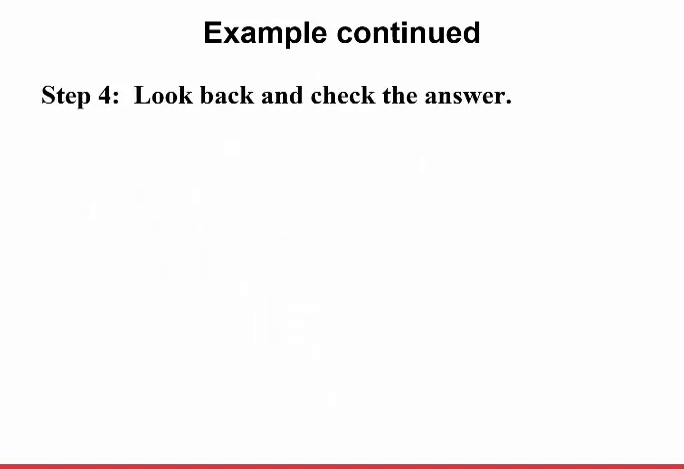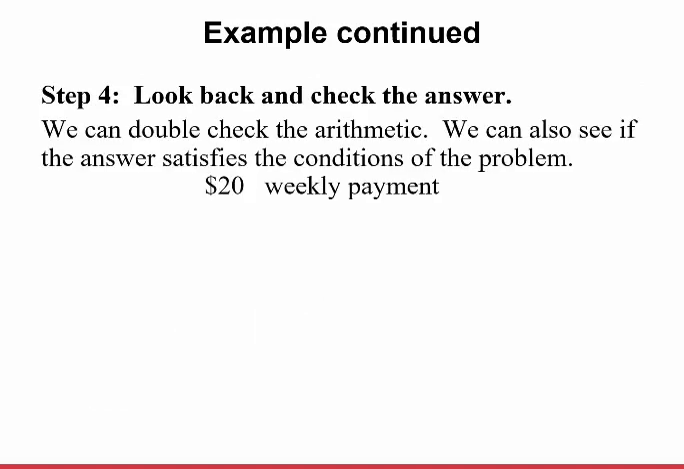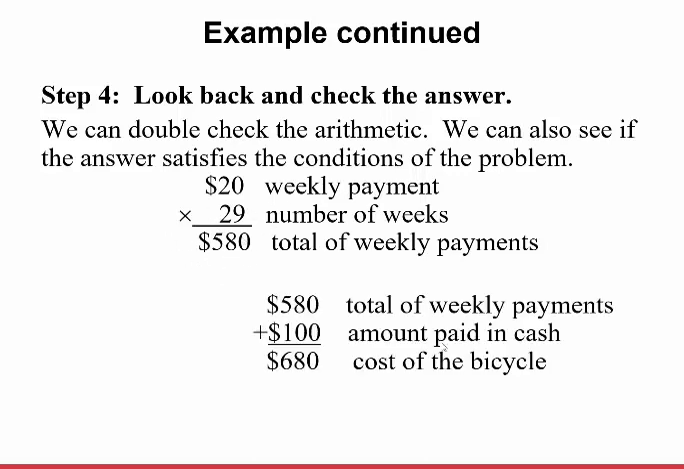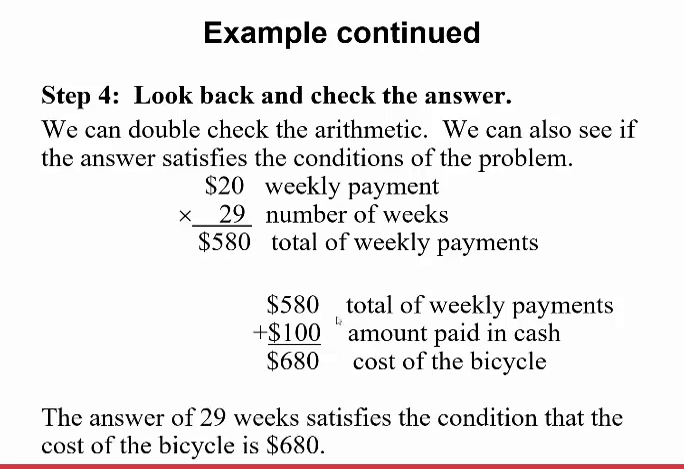All right, let's look back and check the answer. We can double check the arithmetic we just did. We can also see if the answer satisfies the conditions of the problem. So $20 of weekly payment times 29 weeks gets me 580. That's how much I'm paying total on my weekly payments. Plus the amount paid in cash, the $100, boom, that does get me to 680, which is the cost of the bicycle. It works out. So the answer of 29 weeks satisfies the condition that the cost of the bike is 680. We got it.